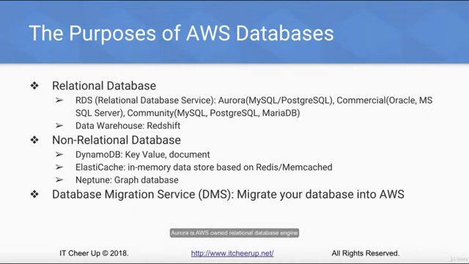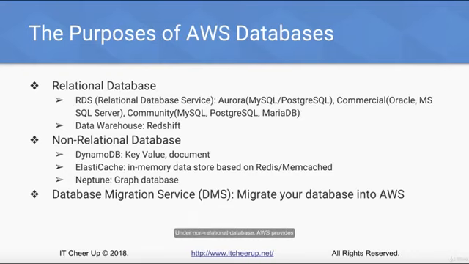Aurora is the AWS-owned relational database engine. A fully managed MySQL and PostgreSQL compatible relational database with the performance and availability of an enterprise database at 1/10 the cost. Redshift is the AWS data warehouse solution. Redshift is a fast, fully managed petabyte-scale data warehouse at 1/10 the cost of traditional solutions.